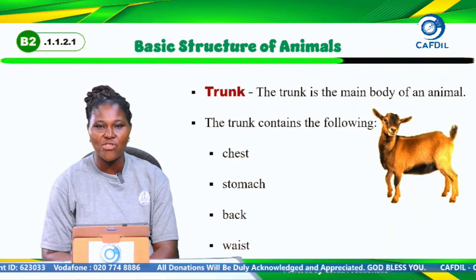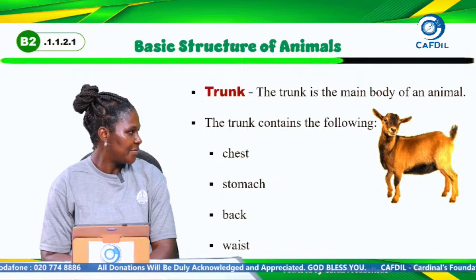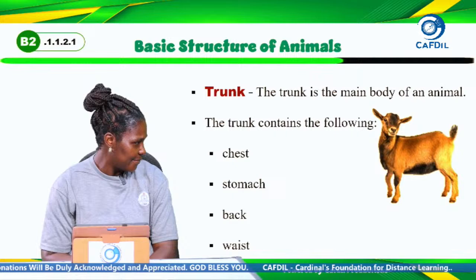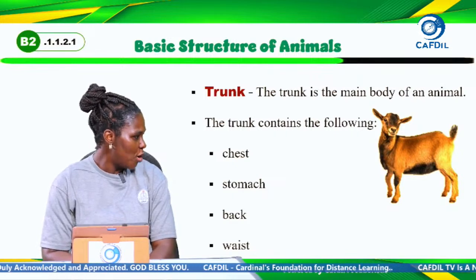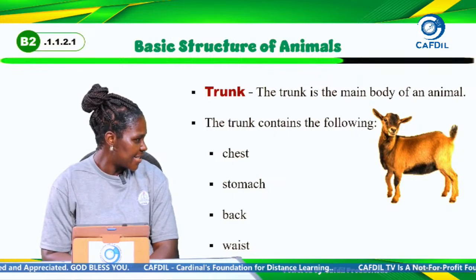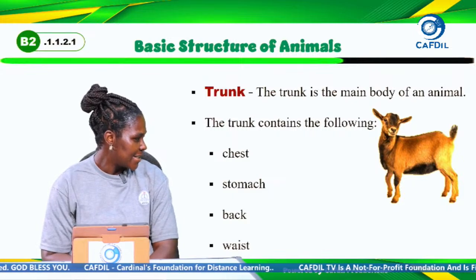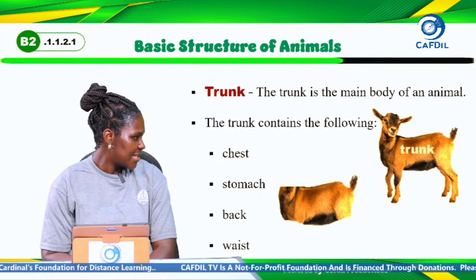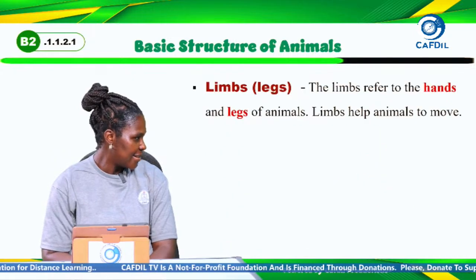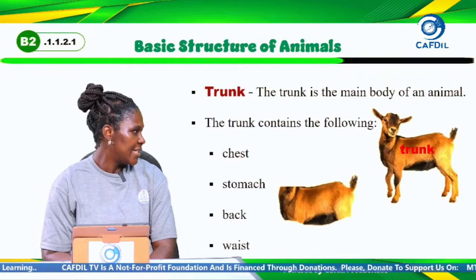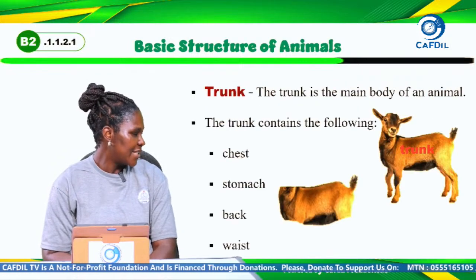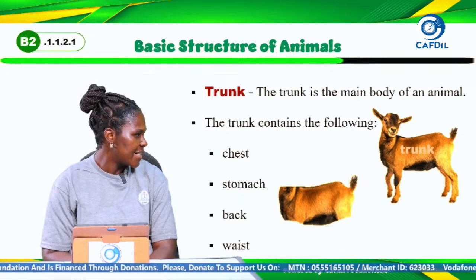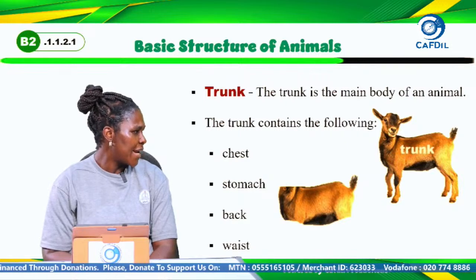So let's look at the trunk. The trunk is the main body of an animal. The trunk contains the following: the chest, the stomach, the back, and the waist. So this is the chest, this is the trunk, and it contains the chest, the stomach, the back, and the waist.